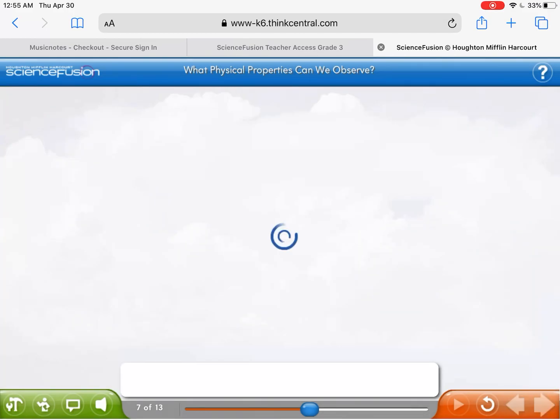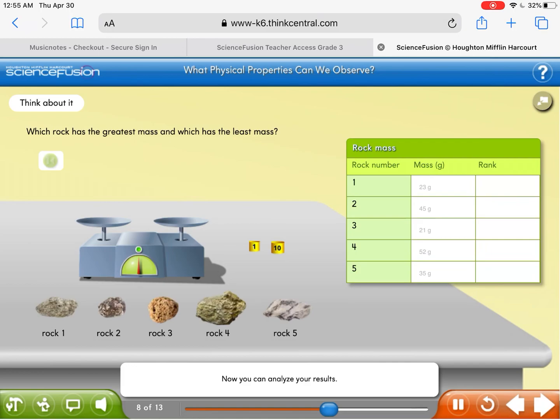Now you can analyze your results. Which rock has the greatest mass and which has the least mass? Put the rocks in order from least to greatest mass. Enter values from 1 to 5 in the table. The rock of least mass gets a rank of 1. The rock of greatest mass gets a rank of 5.